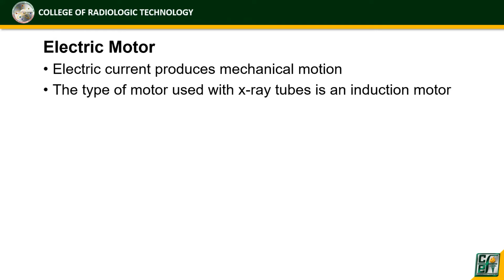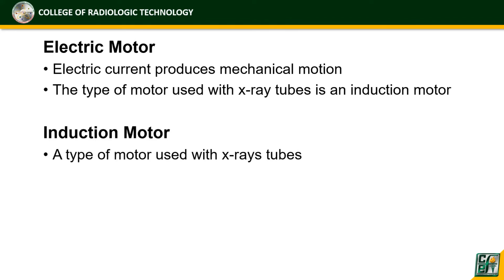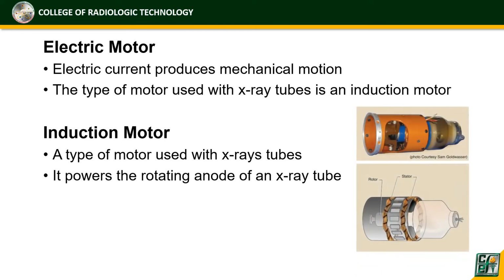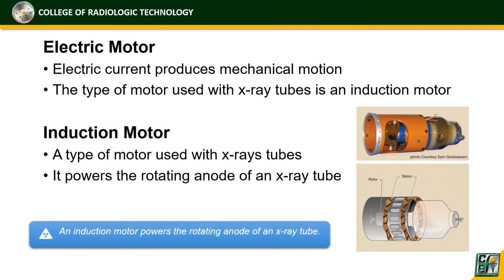So the type of motor used with the X-ray tubes is the induction motor. So induction motor is a type of motor used with X-ray tubes. It powers the rotating anode of the X-ray tube. So this is a picture and an illustration of the induction motor, in which there are two basic parts, the rotor and the stator. Okay?